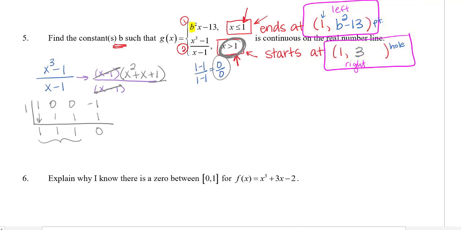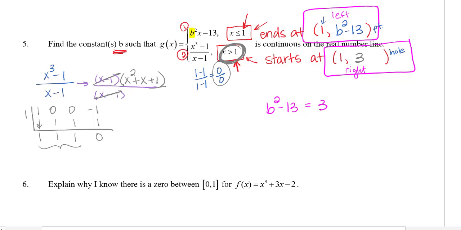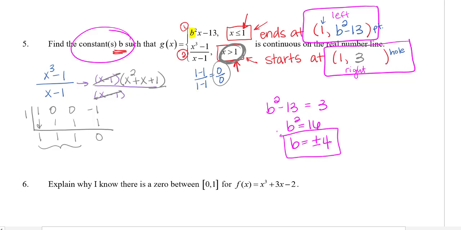All right, so b squared minus 13 equals 3. Add 13, take the square root, and you do get plus or minus 4. And if you'll notice, it does say find the constants, so maybe more than one, for b. And so for now, I would include both. Okay, so both of those are going to make this function continuous. And you can certainly check it. The reason there's going to be 2 is because your equation calls for b squared x. So no matter what, your first equation is going to be 16x minus 13, and then your second equation will look the same.